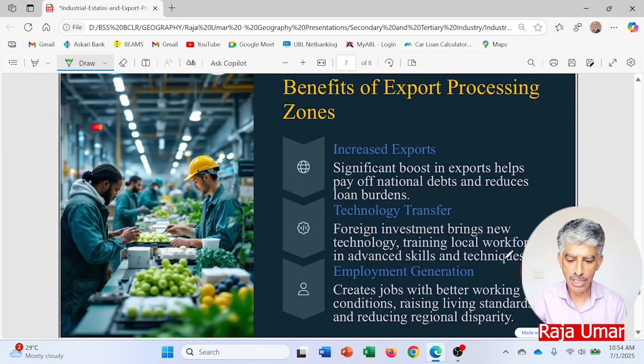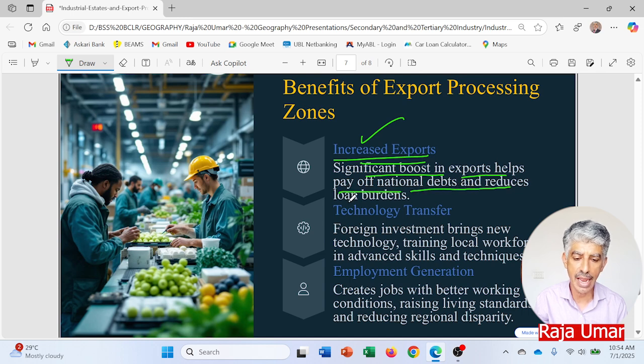Benefits of export processing zones. They increase exports. Definitely, the most important one is the increasing exports. A significant boost in exports helps pay off national debts and reduces loan burdens. As you know, if we are not producing to meet our needs, we might be importing. So because of the increased exports, there would be two or three benefits. Number one, that would increase the exports and the national debts would decline.